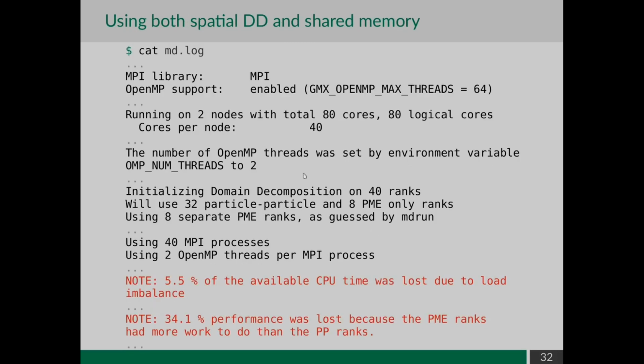There actually was a small typo in the slide here. This should have read using 40 MPI processes and using 2 OpenMP threads per MPI process.